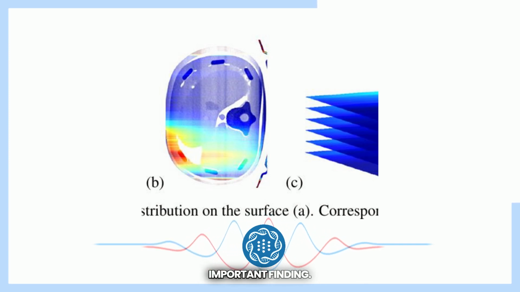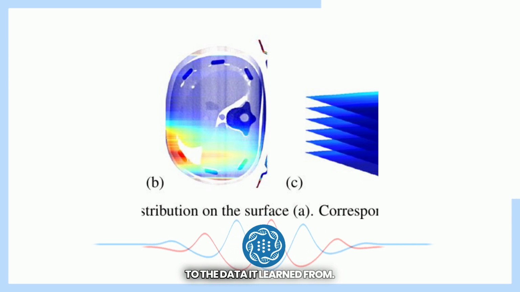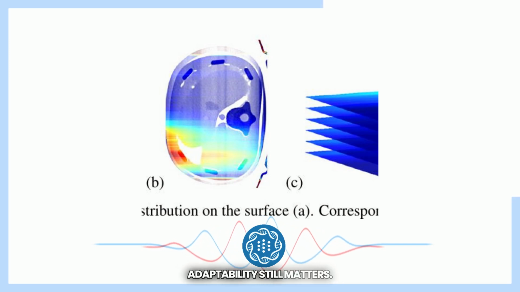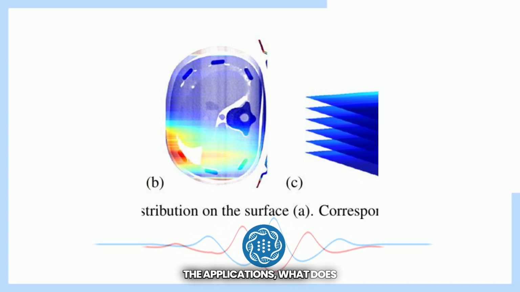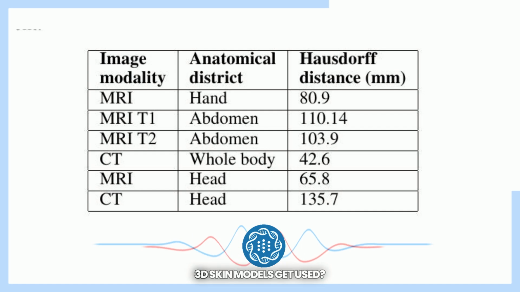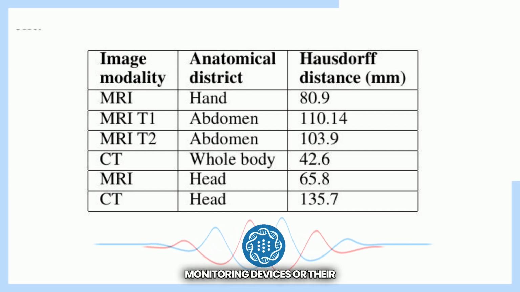It's a really important finding. AI is powerful, but its performance is deeply linked to the data it learned from. Adaptability still matters. Absolutely fascinating. So bringing it back to the applications, what does this mean for how these 3D skin models get used? Well, the paper reinforces their use as clinical tools, planning interventions, but also as these intuitive guides, maybe helping patients understand monitoring devices or their own anatomy better.